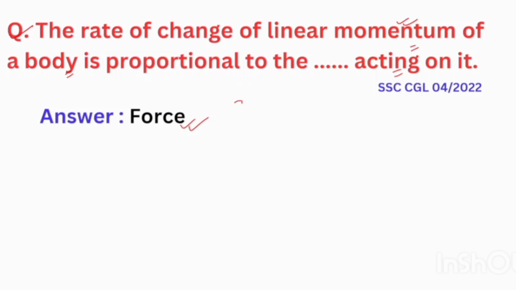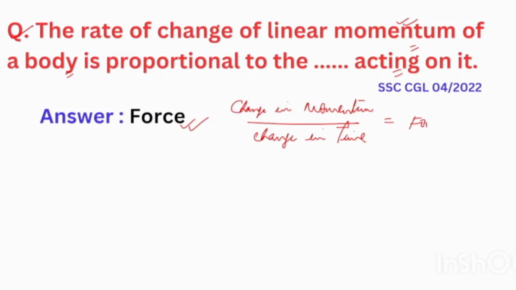Okay, so we can write change in momentum divided by change in time equals force. Okay, so force is equal to rate of change of linear momentum of a body. Or you can say that rate of change of linear momentum of a body is directly proportional to the force acting on it. Okay, let's see the next question.